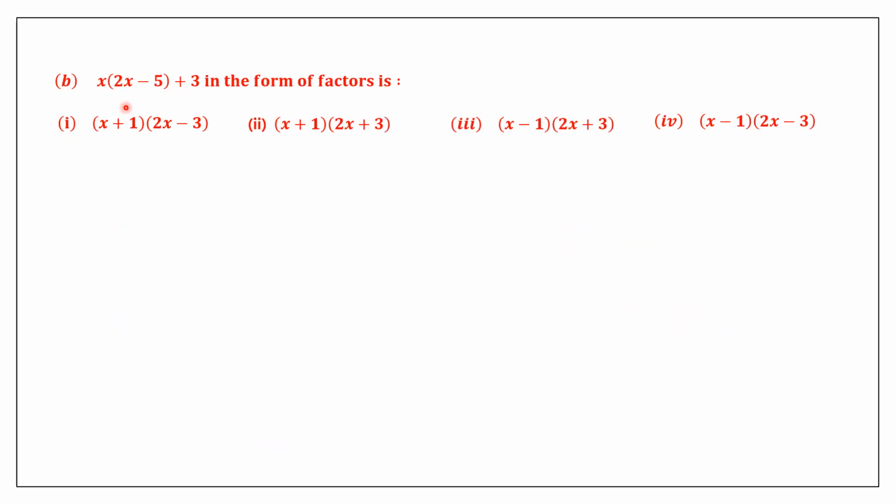Question B: x into 2x minus 5 plus 3 in the form of factors is. So again, we factorize this and find out which of these options is the correct answer. Let's write down the question. In the first step, we expand the expression.